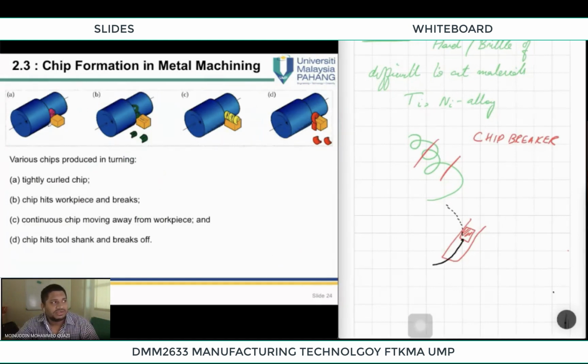So this is a typical turning operation. Here you can see different types of chips produced. You can see continuous chips are produced, or a discontinuous chip is produced. Due to the geometry, if I have this geometry, then what happens? First, it helps in the production of chips, and later on it is broken away. In part A, tightly curled chip is produced. In part B, the chip hits the workpiece and breaks. In part C, continuous chip is moving away from the workpiece. In part D, the chip hits the tool shank and breaks off. So these are different scenarios for chip breaking of cutting tool for turning operation.